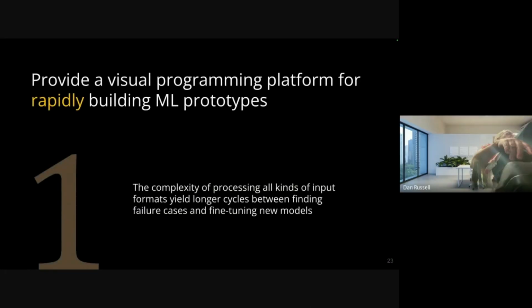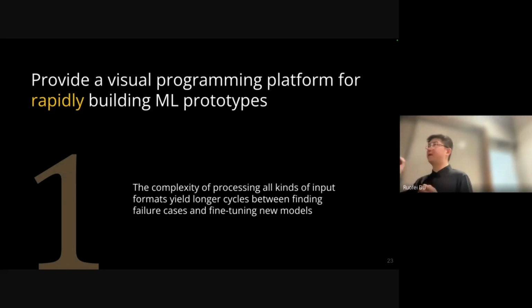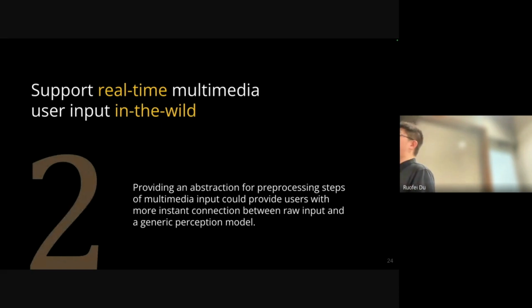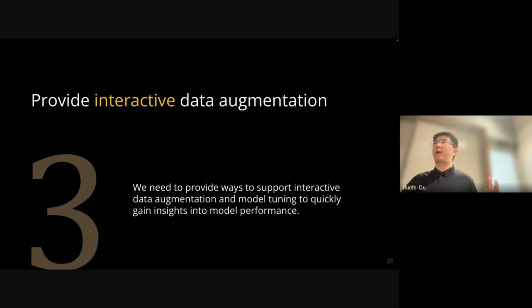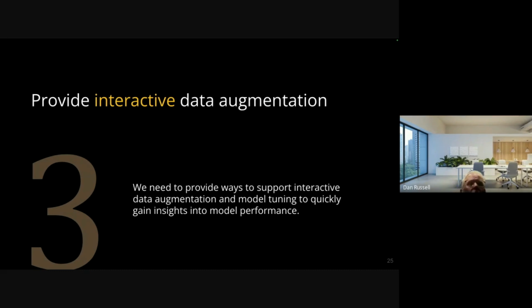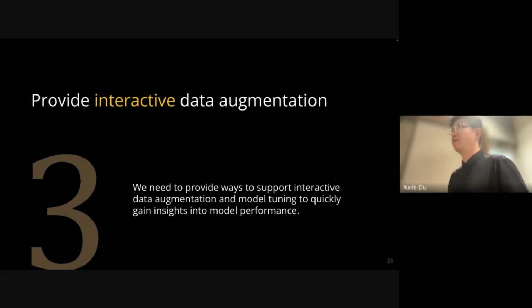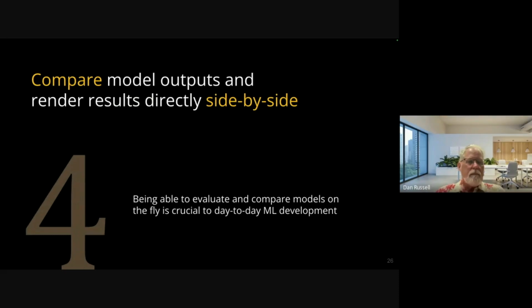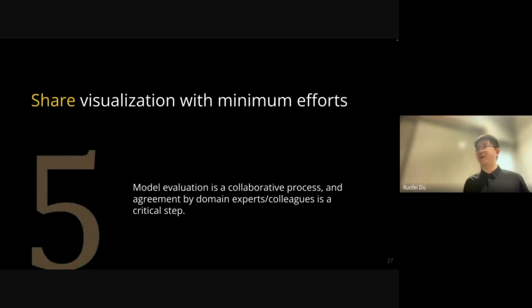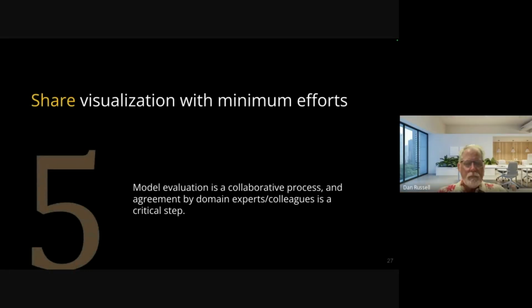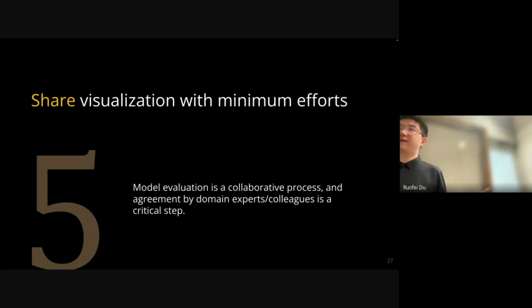The first design goal is that we want people to rapidly build AI pipelines with our system, and it should support real-time multimedia in the wild. It should provide interactive data augmentation where users can change the brightness and contrast of the input to test how robust your model is. And fourth, you should be able to compare one model versus another model so that you can learn how the new model outperforms the former one. And fifth, we want people to be able to share the AI pipeline they made with the world easily.